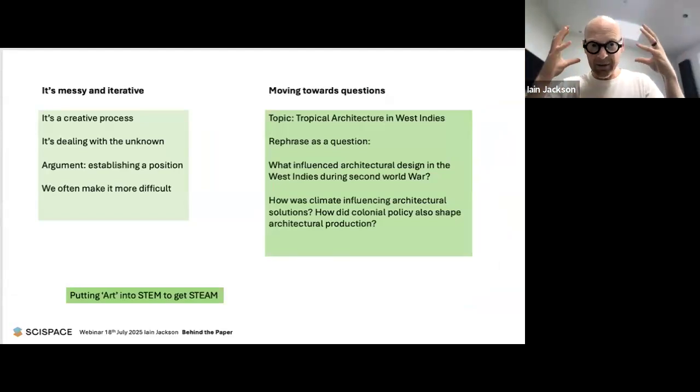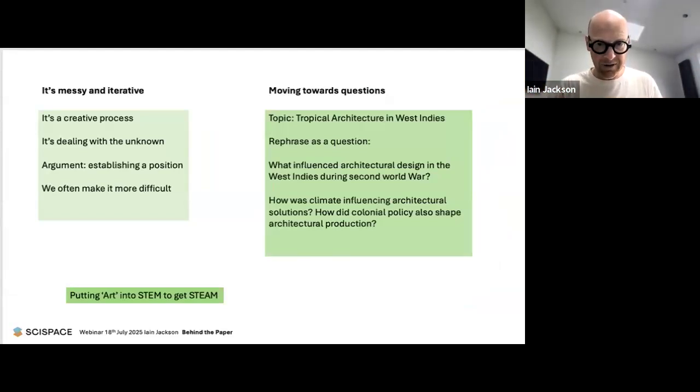So I had a theme, I had a topic, tropical architecture in the West Indies, but I had to rephrase it as a question. And that helped me to focus. And these questions were based on the data I was finding. I wasn't just plucking them out of thin air.